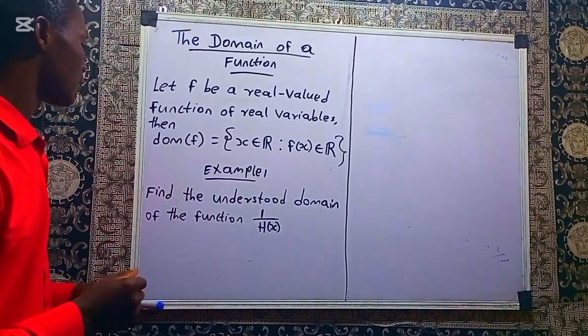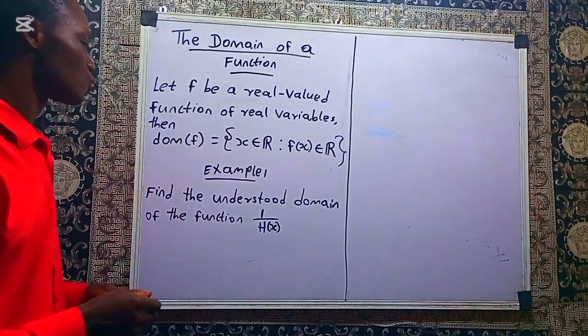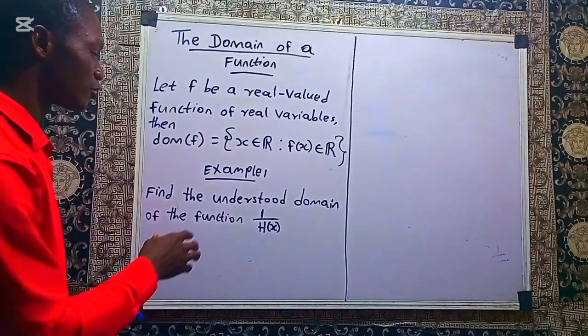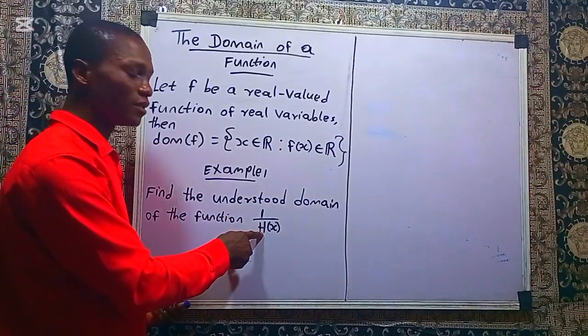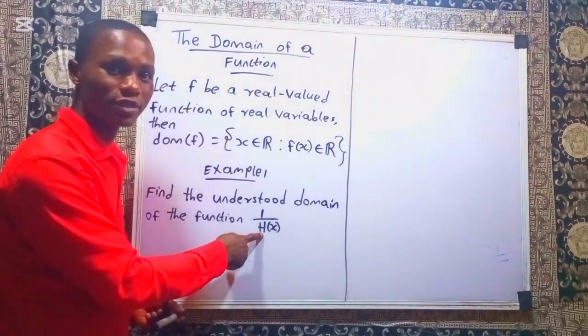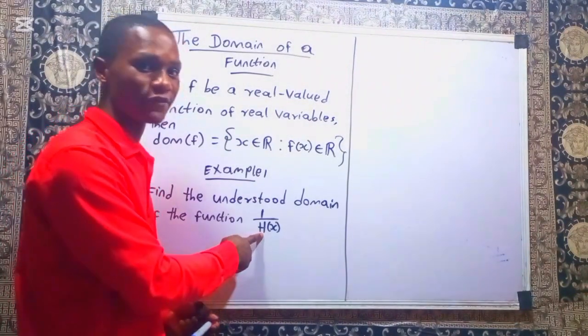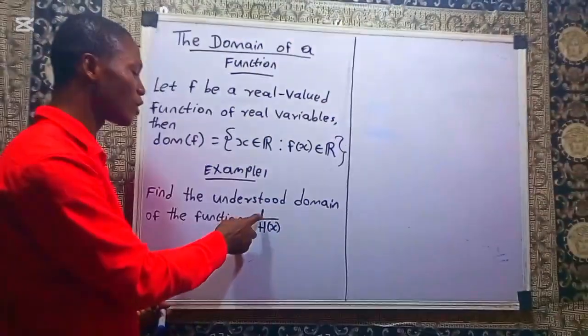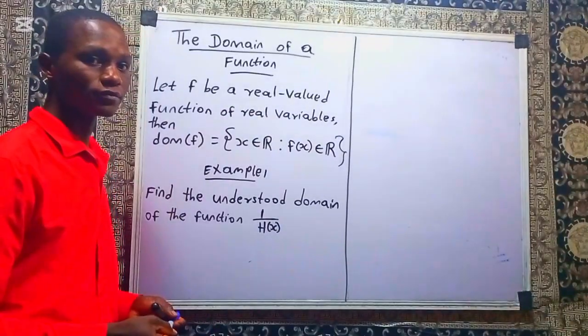In this first example, they asked us to find the understood domain of the function 1 over h of x. This h stands for what? The Heaviside function. So this is 1 over Heaviside of x.